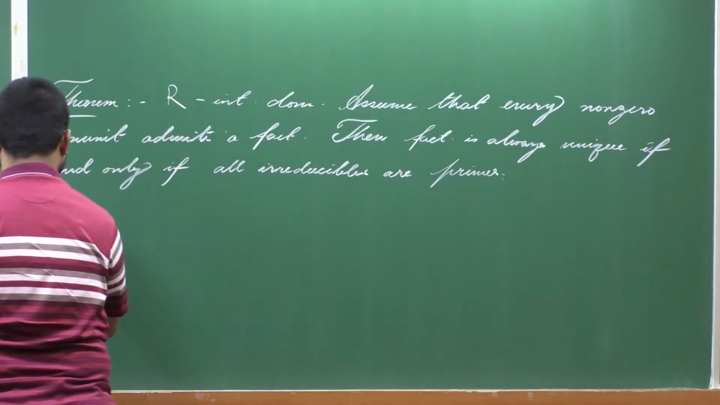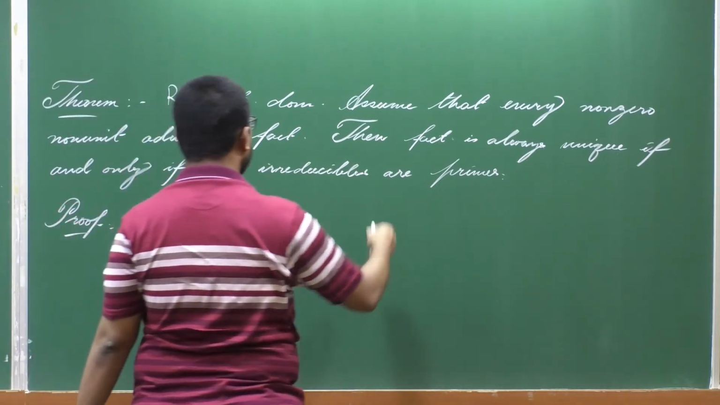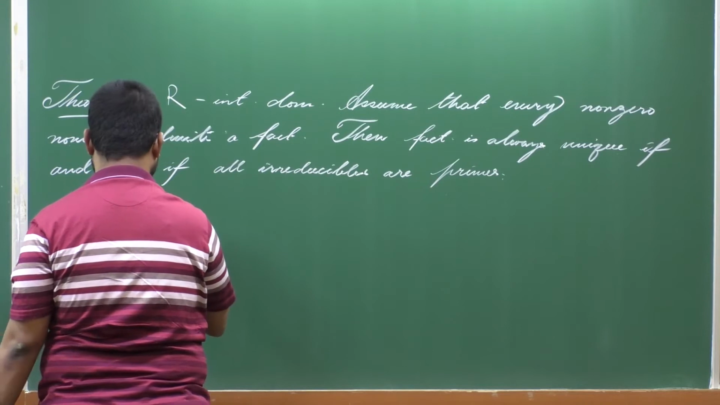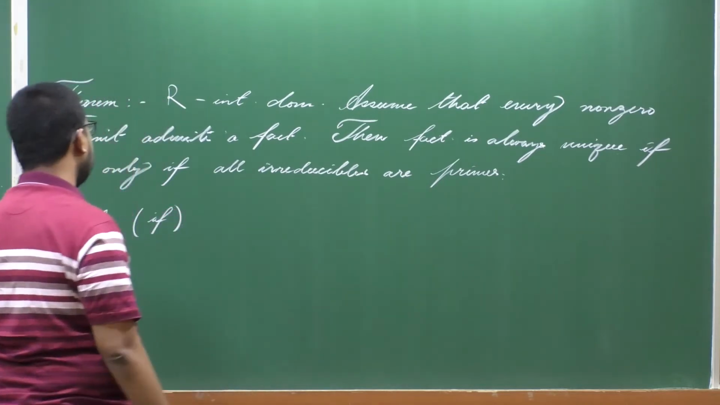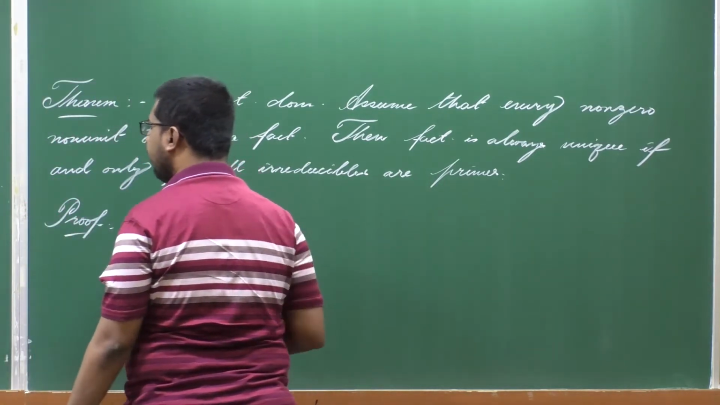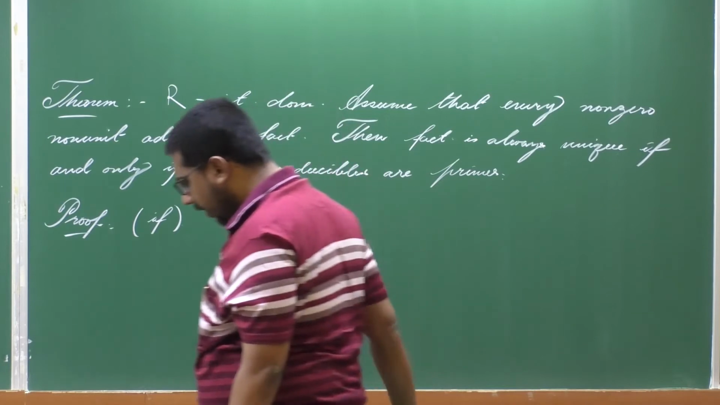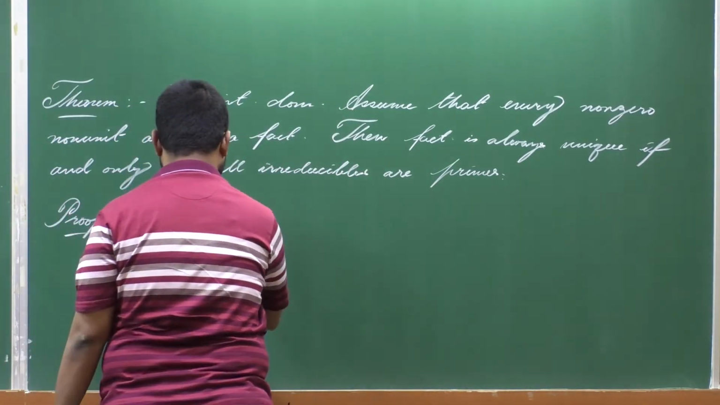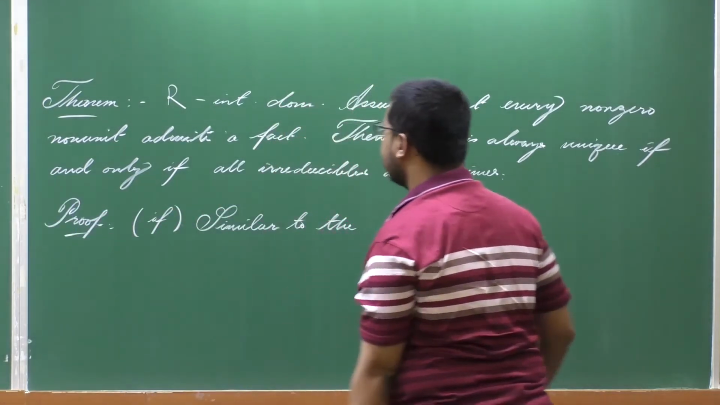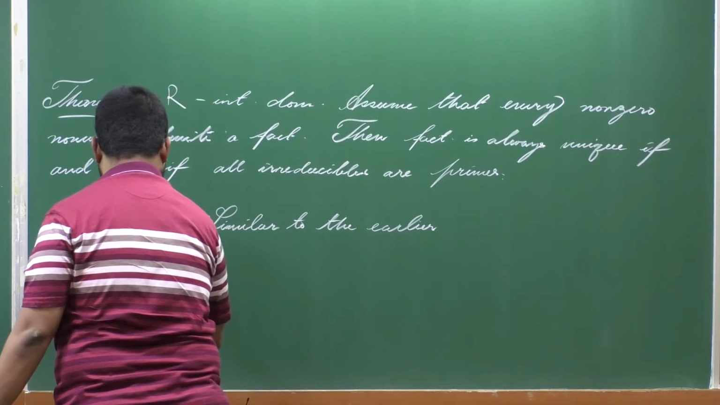How to show that? That's actually not difficult to see. One part is already done. If all irreducibles are primes, then to show the uniqueness, the proof of this if part follows exactly the same strategy that we have adopted earlier, similar to the way we proved the uniqueness of factorization earlier. Now let us try to prove the only if part.